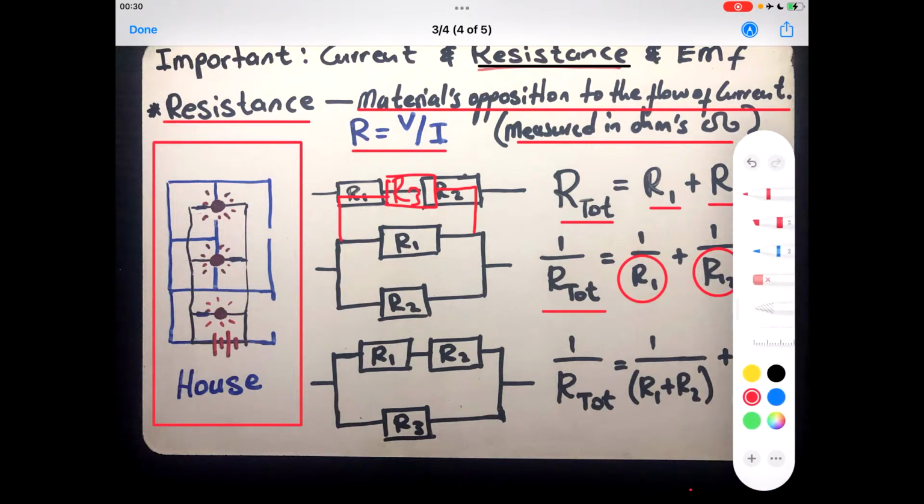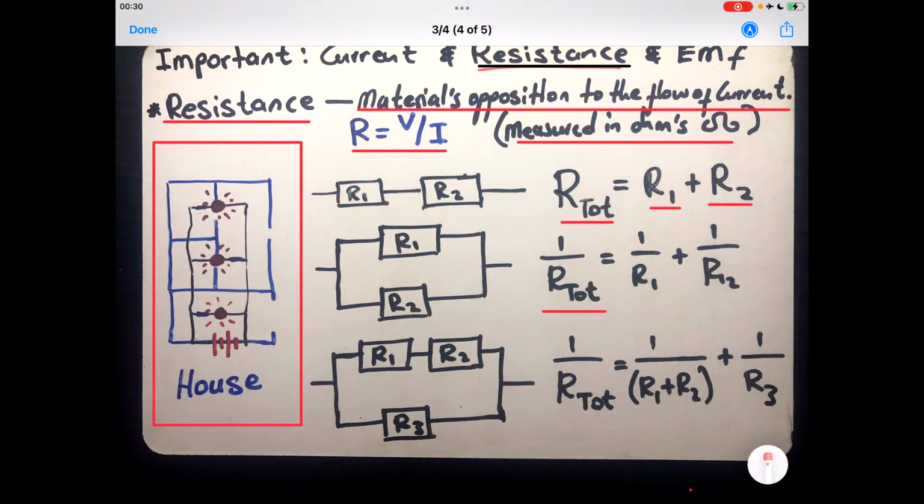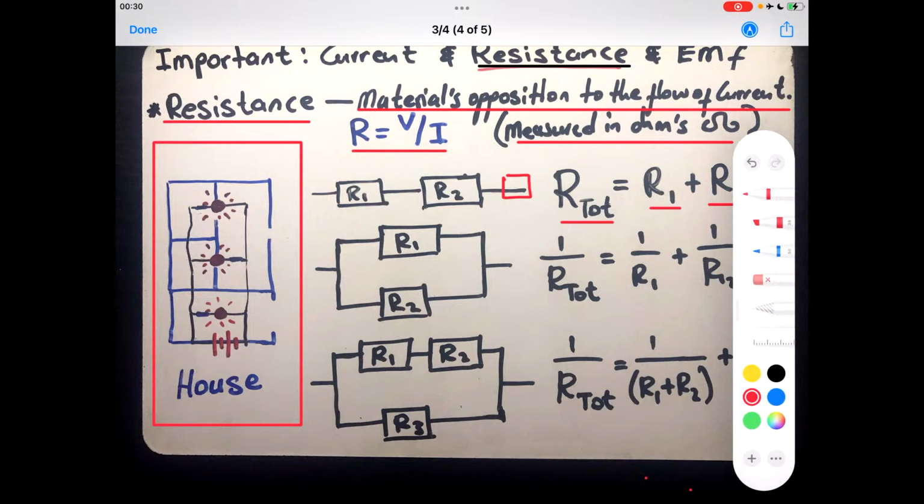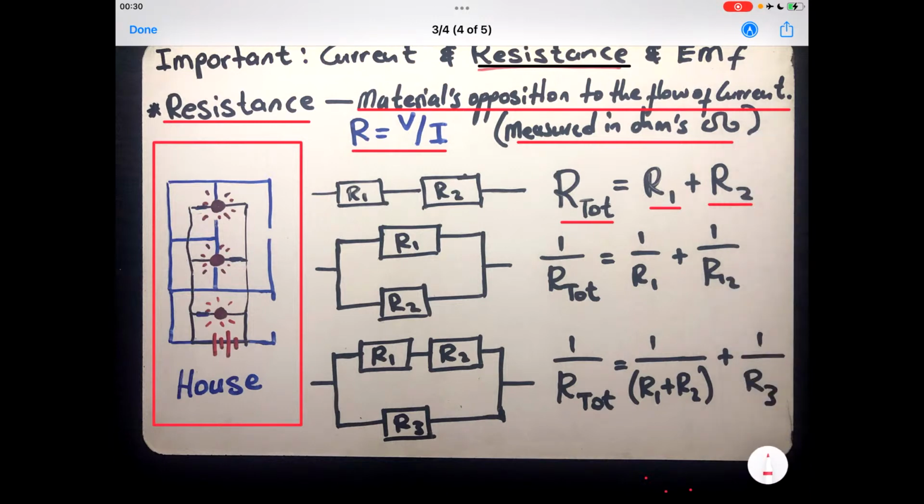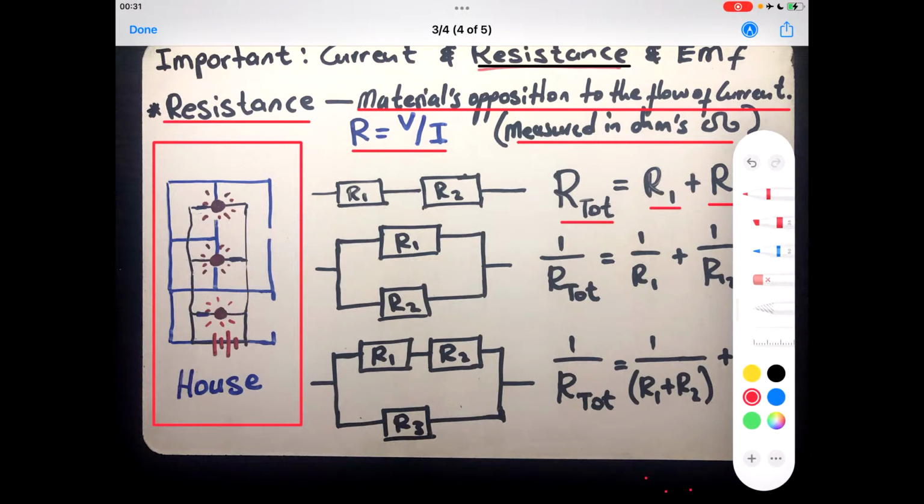That means the same applies to a series connection. If we had R3 there, you are still going to add R3 there. Just remember that, honorable members. So now let's see the last type of connection. Remember, honorable members, we are talking about the resistance in this case.